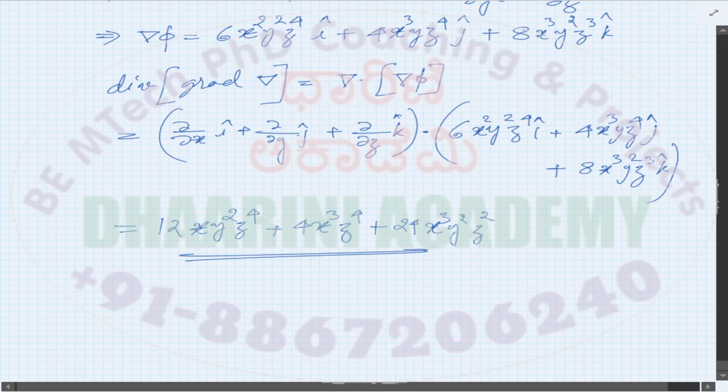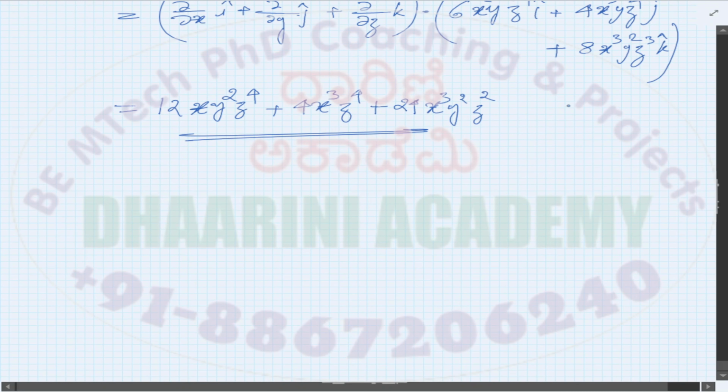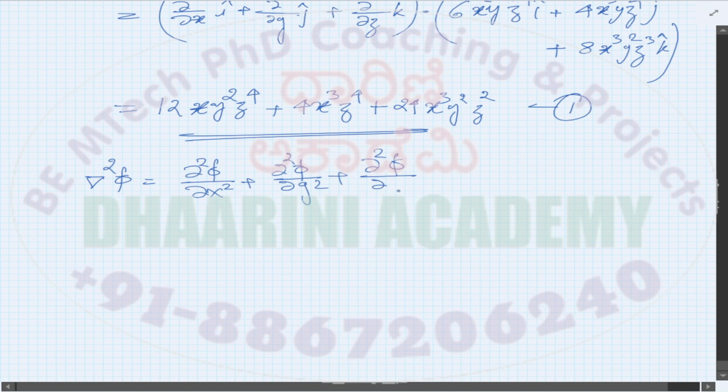Is this answer. Okay, now we need to prove that this answer is also equal to, let's call this, equal to 1. Now we need to calculate the del square phi. So del square phi is nothing but I need to apply the dou square phi by dou x square plus dou square phi by dou y square plus dou square phi by dou z square. Right? So let us apply this now.